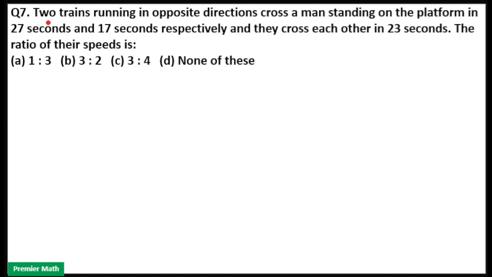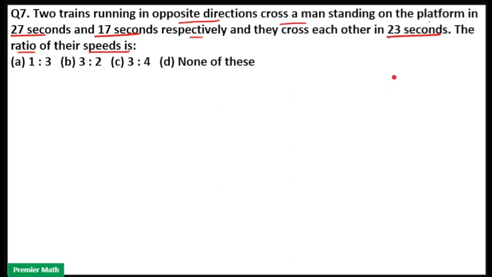Next is question number 7. Two trains running in opposite direction cross a man standing on the platform in 27 seconds and 17 seconds respectively, and they cross each other in 23 seconds. Ratio of their speeds is? A man is standing on the platform and two trains are traveling toward each other, crossing him. The first train crosses this man in 27 seconds and the second train crosses this man in 17 seconds. Both the trains cross each other in 23 seconds. So we need to find out the ratio of these two trains.